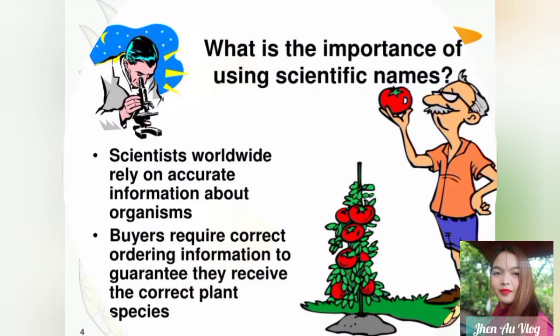So what is the importance of using scientific names? First, scientists worldwide rely on accurate information about organisms. Second, buyers require correct ordering information to guarantee they receive the correct plant species. So with the help of scientific names, you can communicate worldwide or speak to other places.